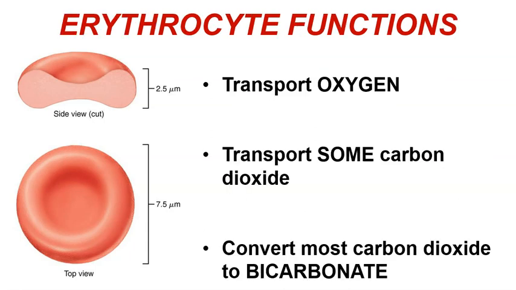The primary function of the erythrocyte is to transport respiratory gases, primarily oxygen. They do transport some carbon dioxide. However, they do not transport most of the carbon dioxide produced by our body. Instead, most of the carbon dioxide is converted into a substance called bicarbonate, which forms the alkaline reserve in the bloodstream. The erythrocytes do function in the conversion of carbon dioxide to bicarbonate.